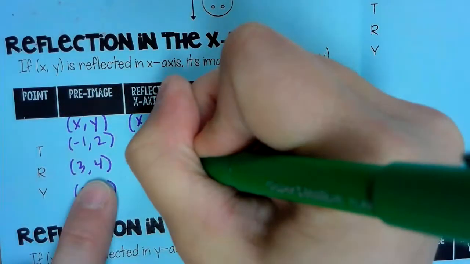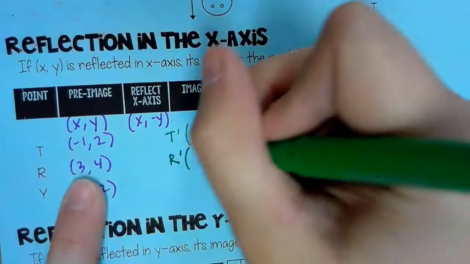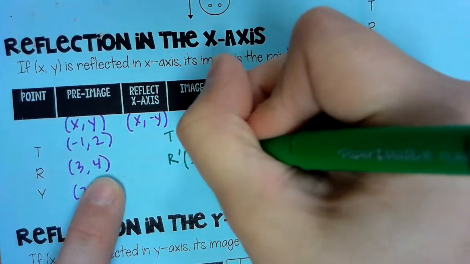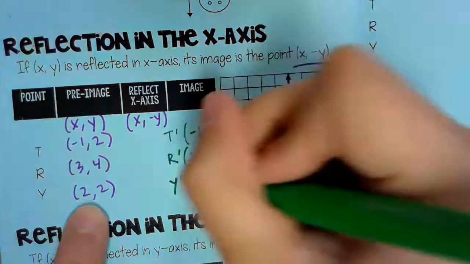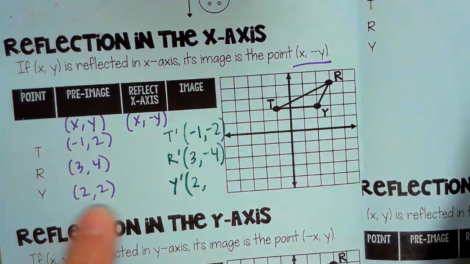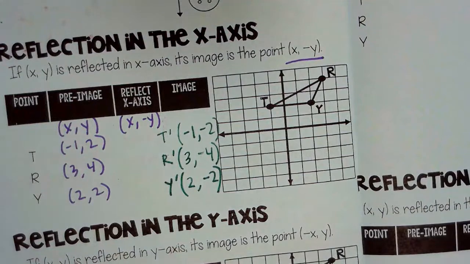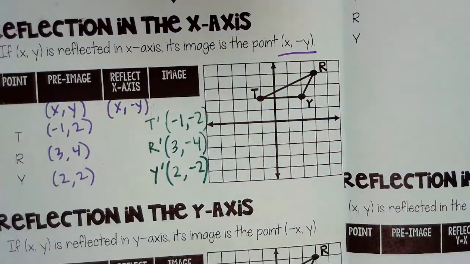Okay, let's do R prime. My x stays the same, so 3. Y changes sign, so -4. And the last one, Y prime. My x stays the same. My y changes sign. Okay, so that's one way you can do it, and then you can come over here and plot those points and you'll be done.